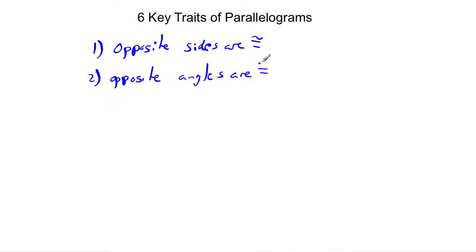So that's important. Also, the opposite angles are congruent. So if I have a parallelogram, let's say that this is 50 degrees, then this is 50 degrees. If this is 130 degrees, then that's 130 degrees.